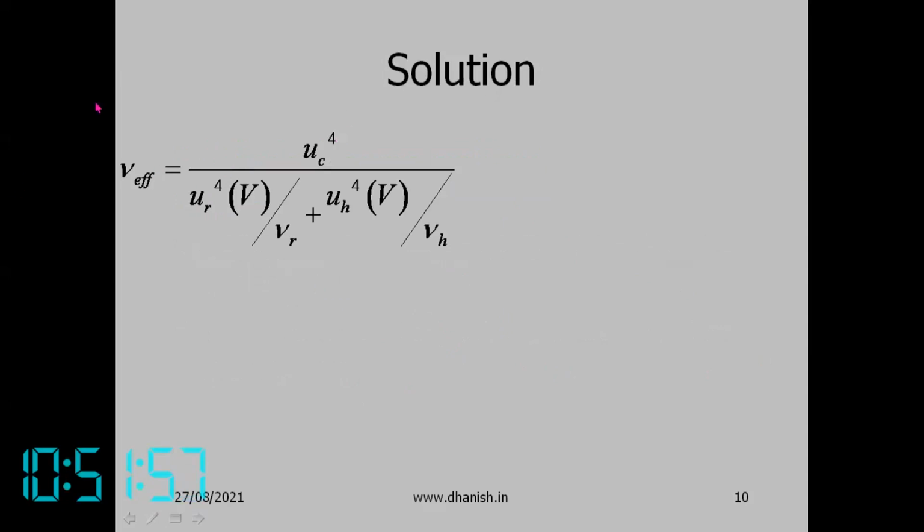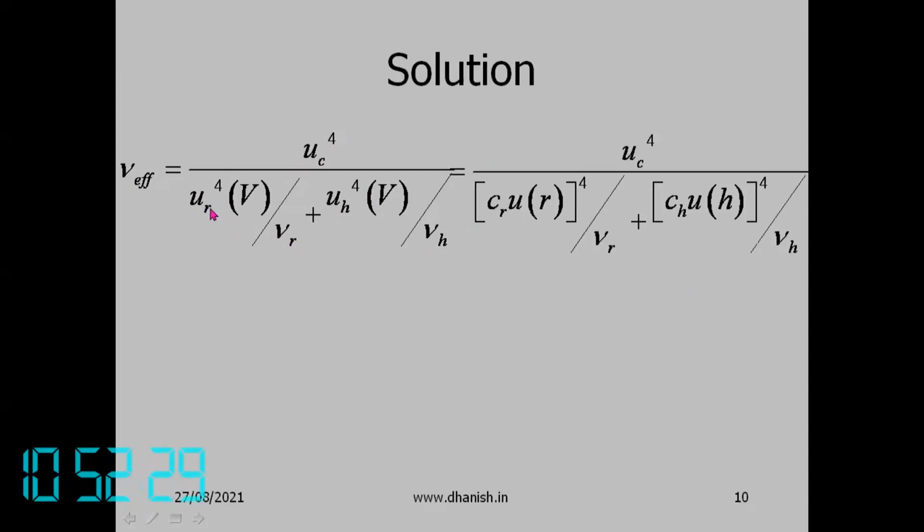So the Welch-Satterthwaite equation is: effective degrees of freedom equals combined standard uncertainty raised to 4, divided by uncertainty of volume due to radius raised to 4 divided by degrees of freedom of radius, plus uncertainty of volume due to height raised to 4 divided by degrees of freedom of height. So now we have got all these quantities.